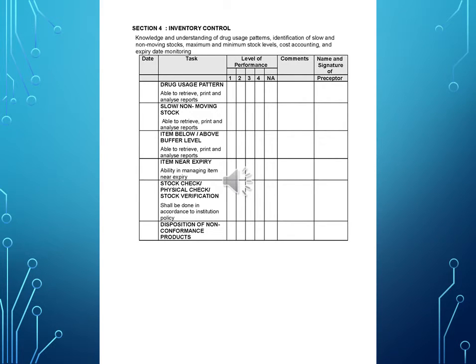slow and non-moving stock. Able to retrieve items below 1 above buffer level. Able to retrieve items near expiry. Ability in managing items near expiry. Stock check, physical check, stock verification shall be done in accordance to institution disposition of non-conformance products.